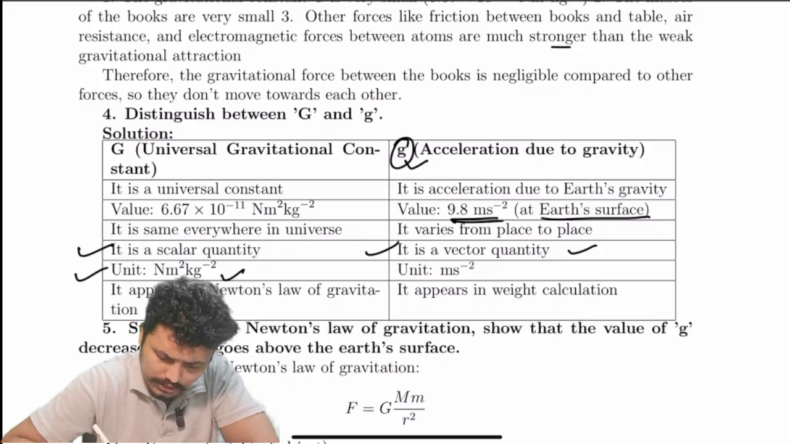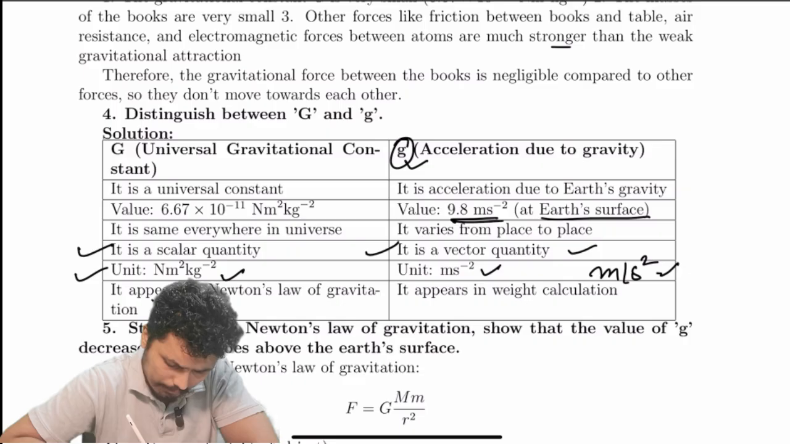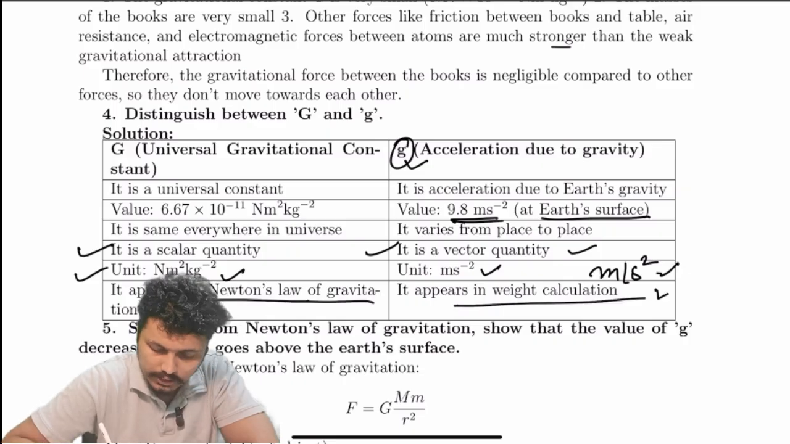The unit of G is newton meter square per kg square. The unit of g is meter per second square, because newton per kg. G appears in Newton's law of gravitation, and g appears in weight calculation.